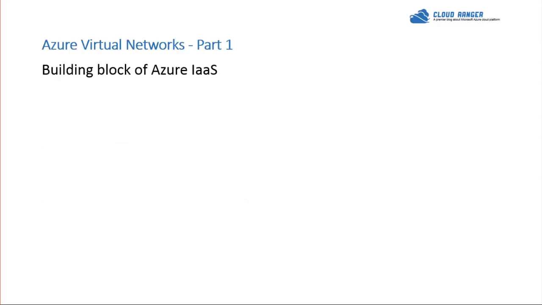The first thing we will talk about is the building blocks of Azure Infrastructure as a Service. We have talked about this before. The three building blocks for Azure Infrastructure as a Service are compute, networking, and storage. We have talked briefly about compute, and today we are going to deep dive into real exam requirements about networking. In the future, we'll be talking about storage as well.